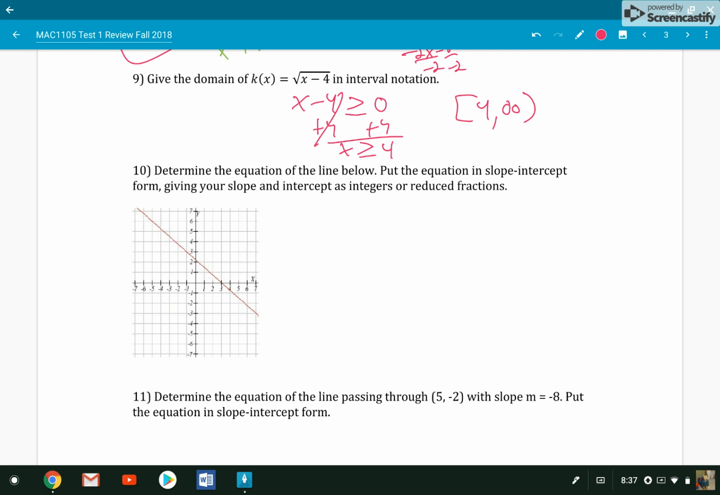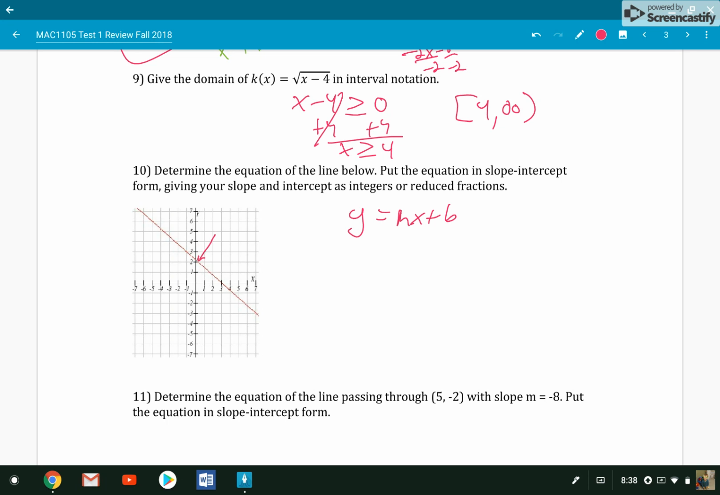Number 10, determine the equation of the line below. Put the equation in slope-intercept form, giving your slope and intercept as integers or reduced fractions. So that slope-intercept form is y equals mx plus b. b is usually where you want to start. It's where the graph intersects the y-axis.